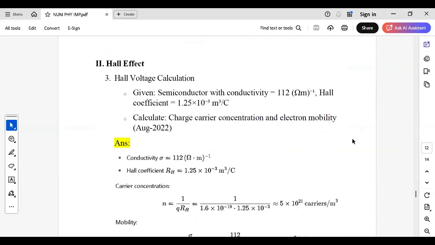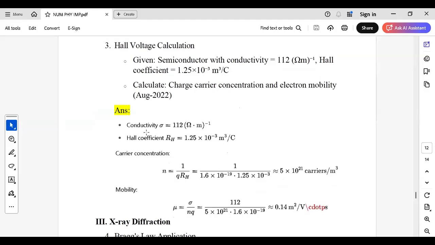Hall effect. In Hall effect, what do you have to calculate? Charge carrier concentration and mobility. Now, a semiconductor with conductivity 112 ohm meter inverse, and Hall coefficient 1.25 into 10 to the power minus 3 is given. We are going to substitute. Sigma is equal to 112 ohm meter inverse. Hall coefficient RH is equal to 1.25 into 10 to the power minus 3 meter cube per coulomb.